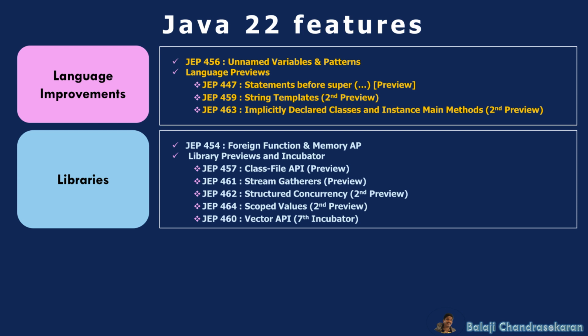The scoped values JEP 464 is a second preview feature that enables efficient sharing of immutable data within and across threads.